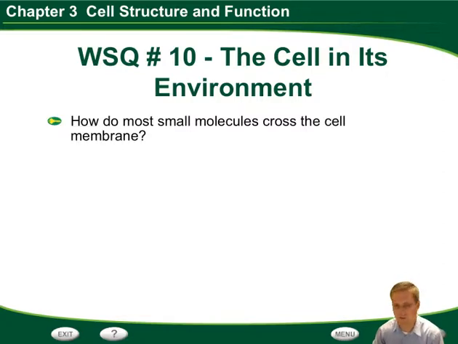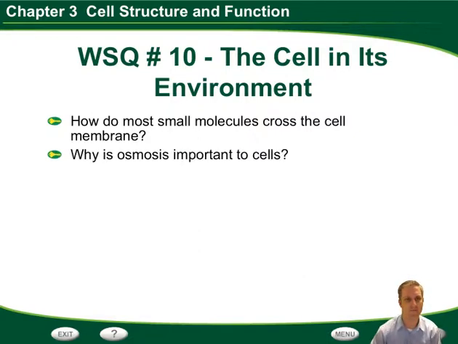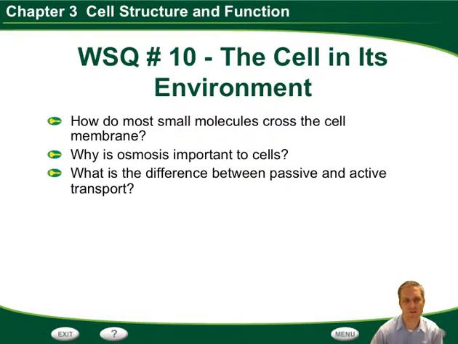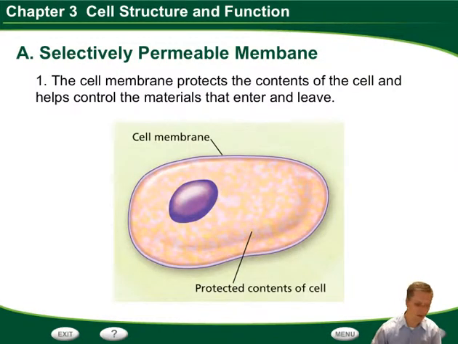So a couple objectives today. How do most small molecules cross the cell membrane? So we're going to talk about how molecules actually get from outside the cell to inside the cell and vice versa. We're going to talk about why osmosis is important to cells, a particular function related to water. And then we're also going to talk about what is the difference between passive and active transport. So what's happening in the cell when we have passive transport, what happens in the cell when we have active transport. So those are the different ideas.